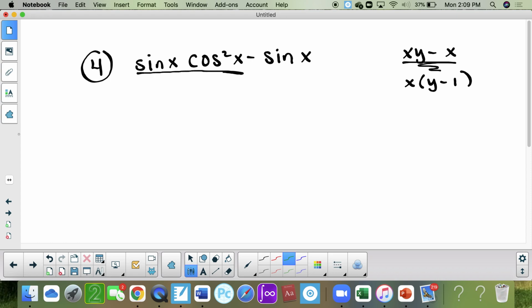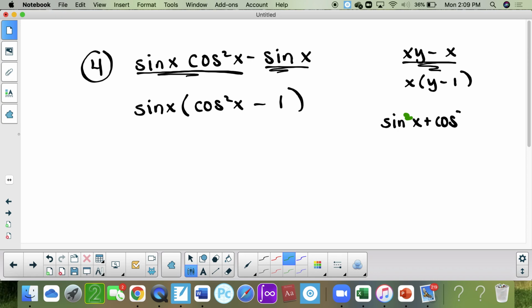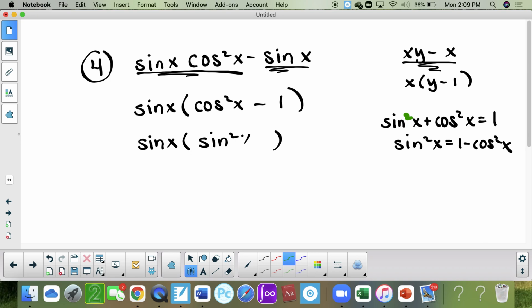Very similar here. This is broken up with a minus sign. They both have a sine of x in common. I can take it out. I'm going to be left with cosine squared x minus a 1, because sine of x goes into the sine of x minus 1. And you know that sine squared x plus cosine squared x is equal to 1. So sine squared x is equal to 1 minus cosine squared x.